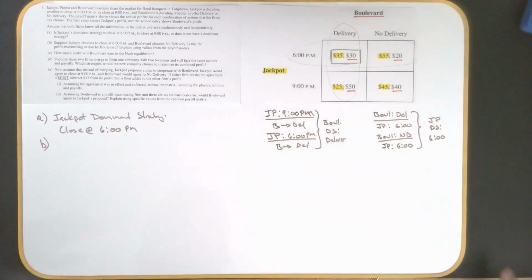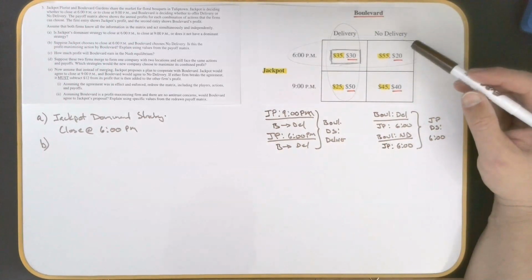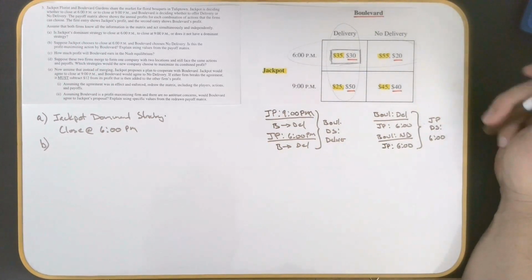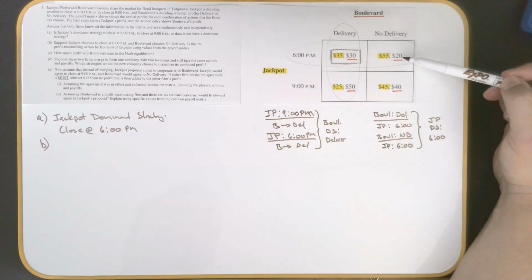B. Suppose Jackpot chooses to close at 6 and Boulevard chooses no delivery. Okay? So that's not Nash equilibrium. That would be here, by the way. So I'm pointing right here to the square we'd be in, the combination. It says, is this the profit maximizing action by Boulevard? Explain using values from the payoff matrix. And we can just say no, because 30 is greater than 20.